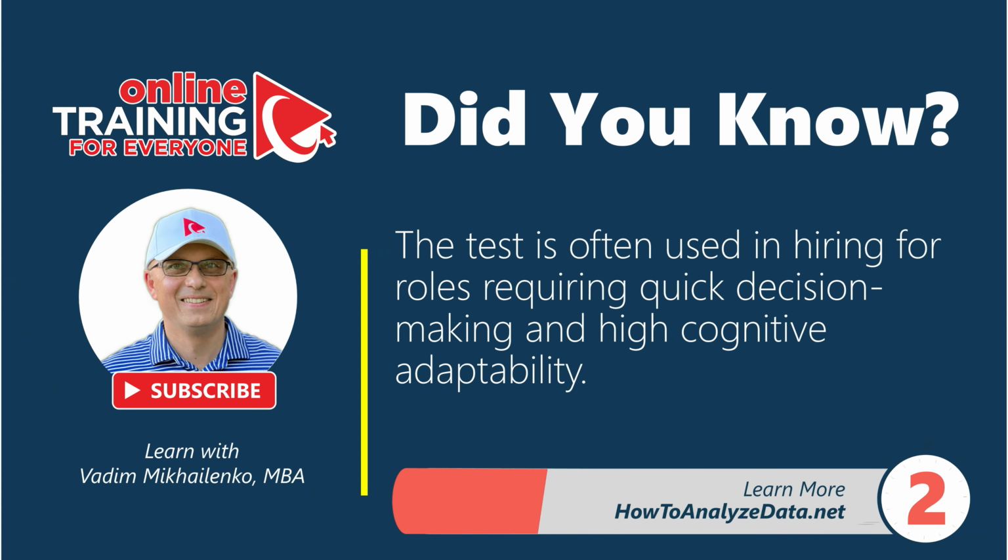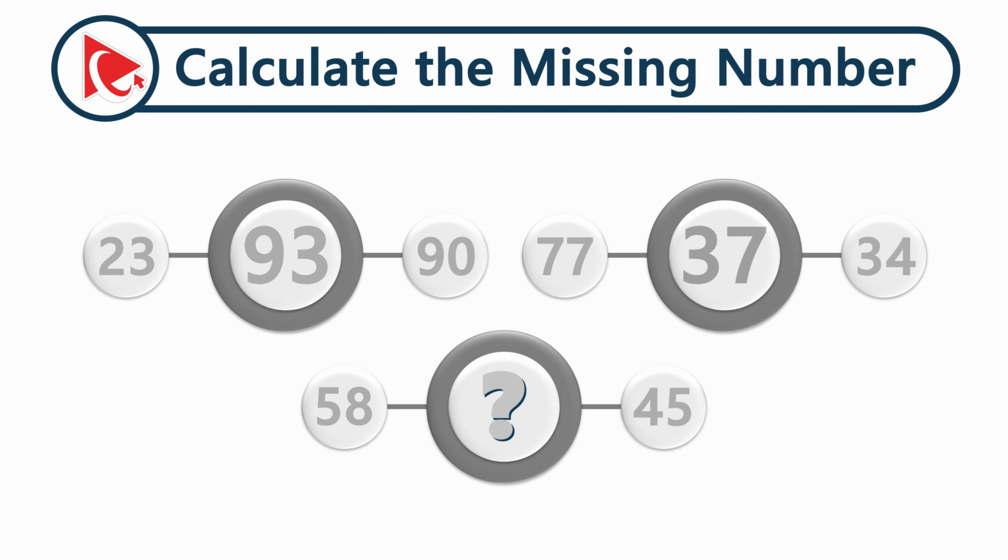You're presented with 3 shapes. Each shape has 3 circles connected with the line, and each circle has a number inside. The first shape has numbers 23, 93, and 90. The second shape has numbers 77, 37, and 34. And then the last, third shape has numbers 58 and 45. And then the number in the middle is missing.